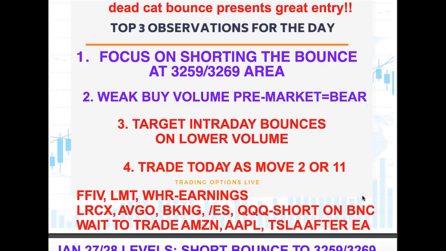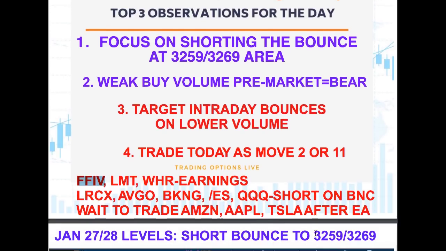So the trade today is a move 2 or 11. Easy trades on earnings sides, guys, that we're going to break down a little bit. FFIB, LMT, we're just going to watch WHR, but these two we want to short basically when the market opens. LRCX, AVGO, BKNG, basically S&P futures, QQQ, we want to come in and short them on the bounce. And as pointed out in the video yesterday, guys, wait to trade Amazon, Apple, Tesla after the earnings announcement.